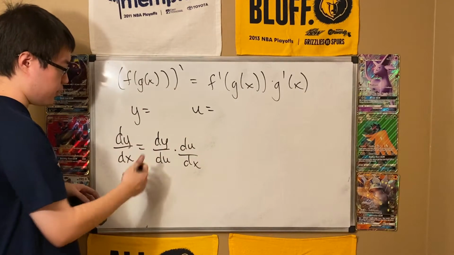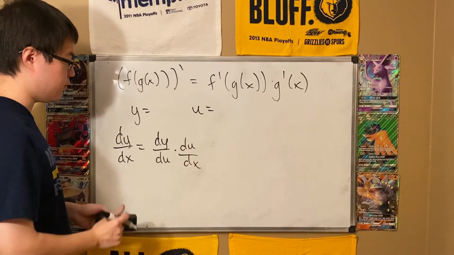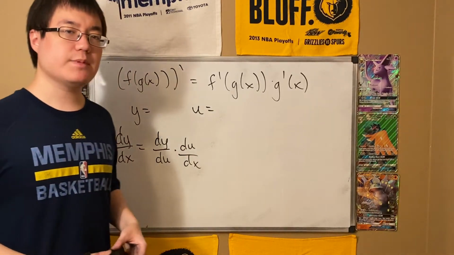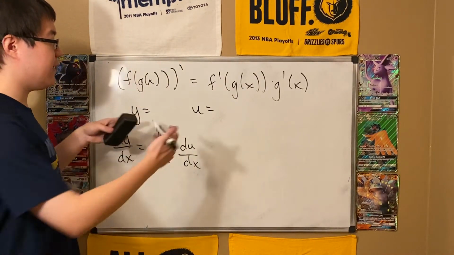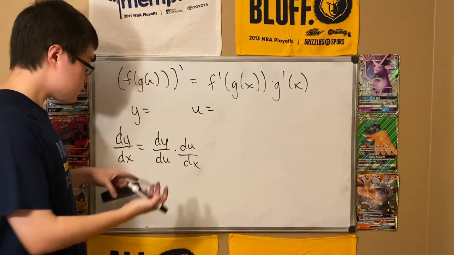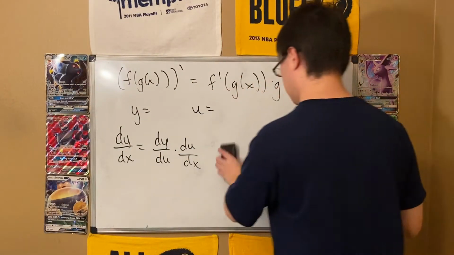But you can just memorize this formula. You can also think of this as a fraction where the du's cancel, so that's why you're left with dy dx. But what the chain rule allows me to do is find the derivative of y with respect to u, even if both functions are given in terms of x. So let's see an example of this, and then we should be good to go.